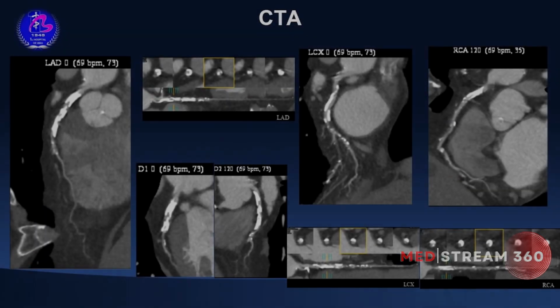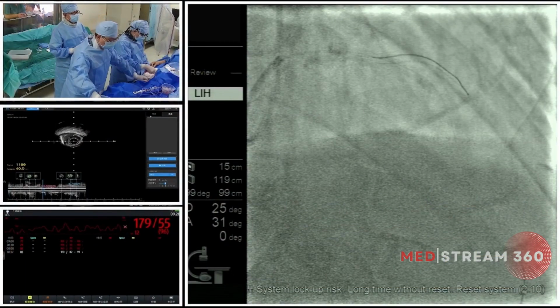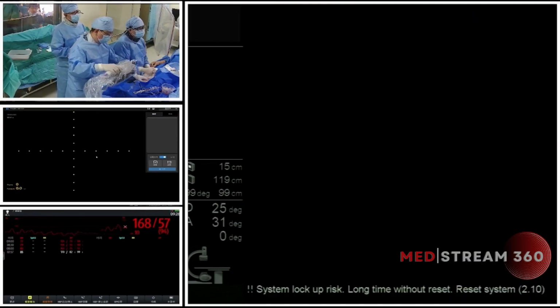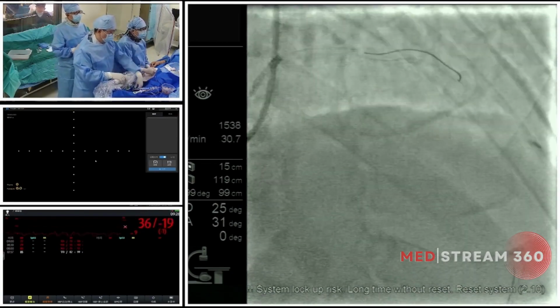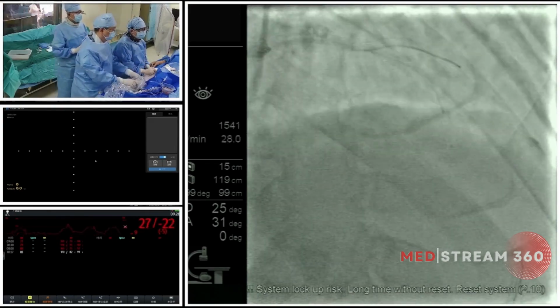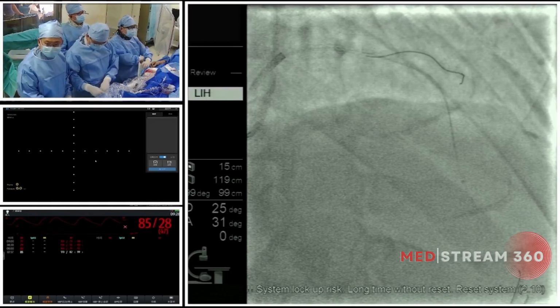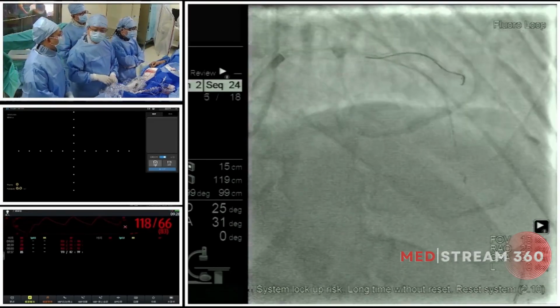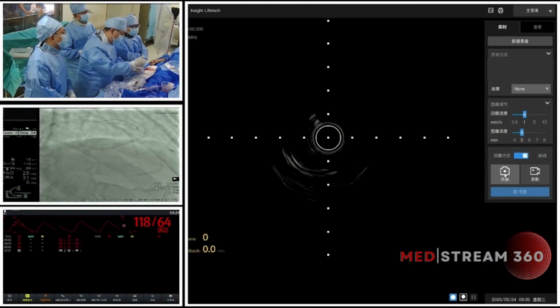So from this image, we could see the patient has a lot of calcification, especially in the LAD. In the most severe part, I think the angle is over 270 degrees. So Dr. Gong, for this severely calcified lesion, share with us your plan. For the severe calcification lesion, as we know, the most important factor for a successful procedure is the pre-treatment strategy.